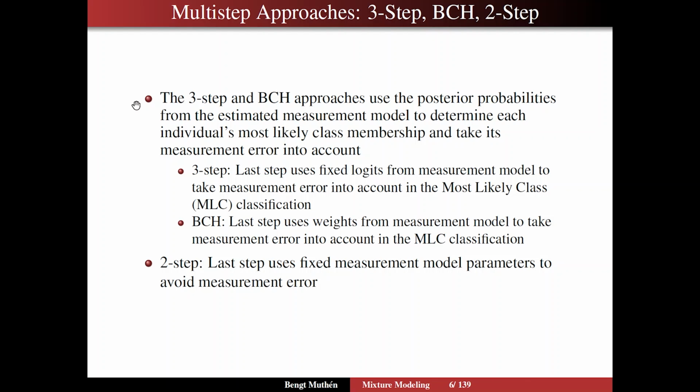So in 3-step, that measurement error is handled by the last step fixing the logits of the measurement model. So those are the logits in the relationship between the latent class indicators regressed on the latent class variable. And that's done by taking measurement error into account in the most likely class classification that I will describe in a couple of slides forward. In the BCH approach, the last step instead uses weights from the measurement model to take measurement error into account in this most likely class classification.